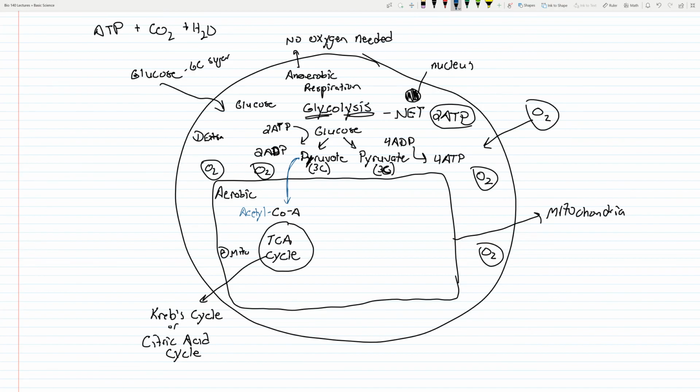And then what is going to happen is we're going to start picking off carbons. But we're not picking off the carbons just for the carbons. We're picking off carbons for the electrons. Because we're going to be breaking these bonds, but we're going to be stealing the electrons from them. And we're going to take these electrons and put them into this thing called the electron transport chain.